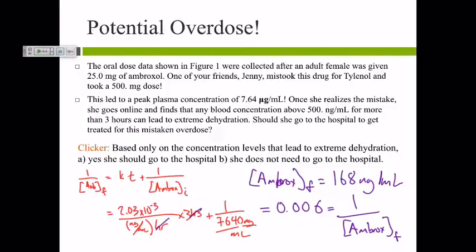Done? Because I did everything up to the 0.006 and I got that. Why are you dividing by 1 again? So remember over here, that whole equation that we just found, 0.006, is equal to 1 over the final concentration. We want to know what is the final concentration, and we found 1 over that. So we can rearrange it however you want algebraically.